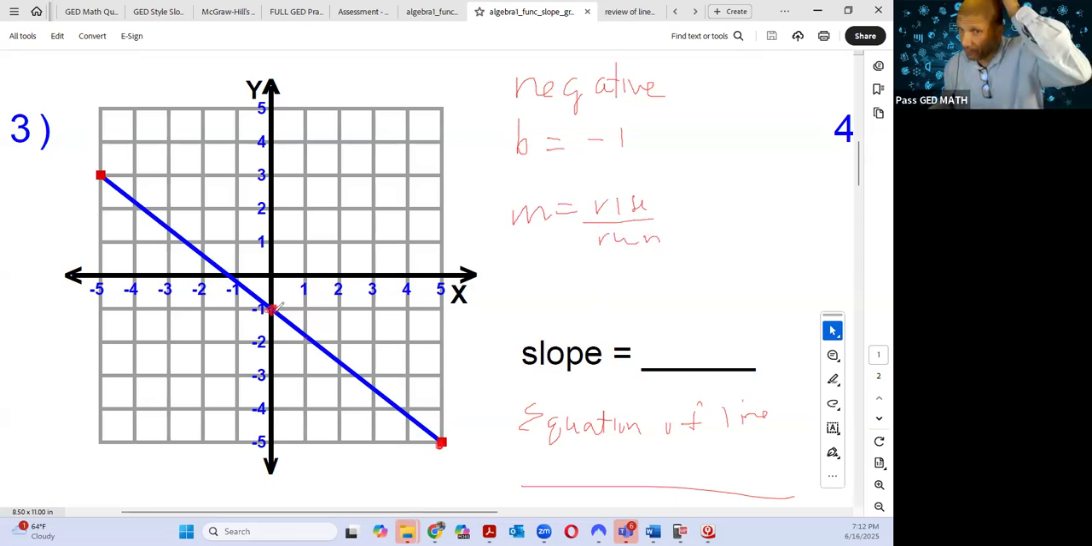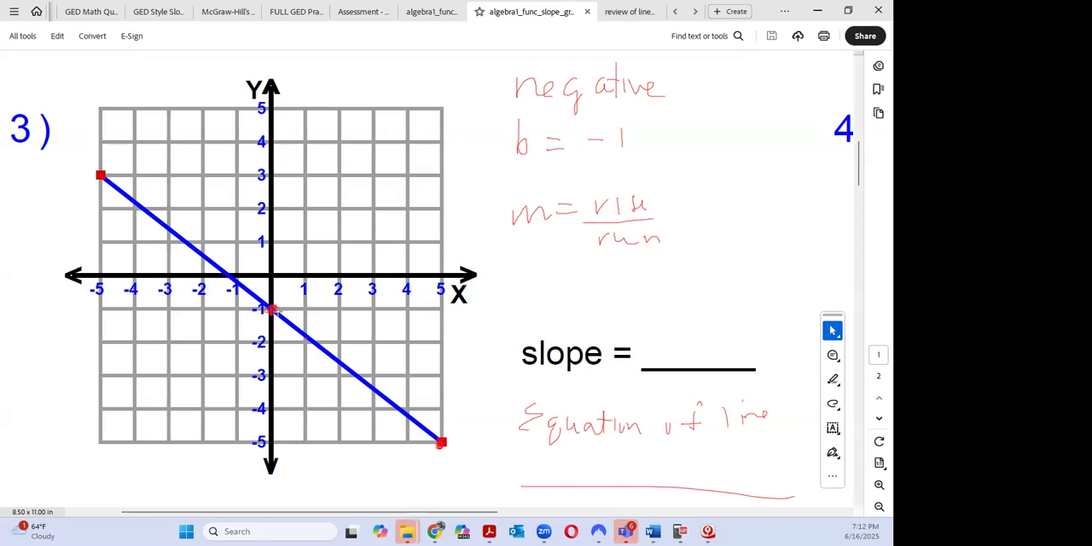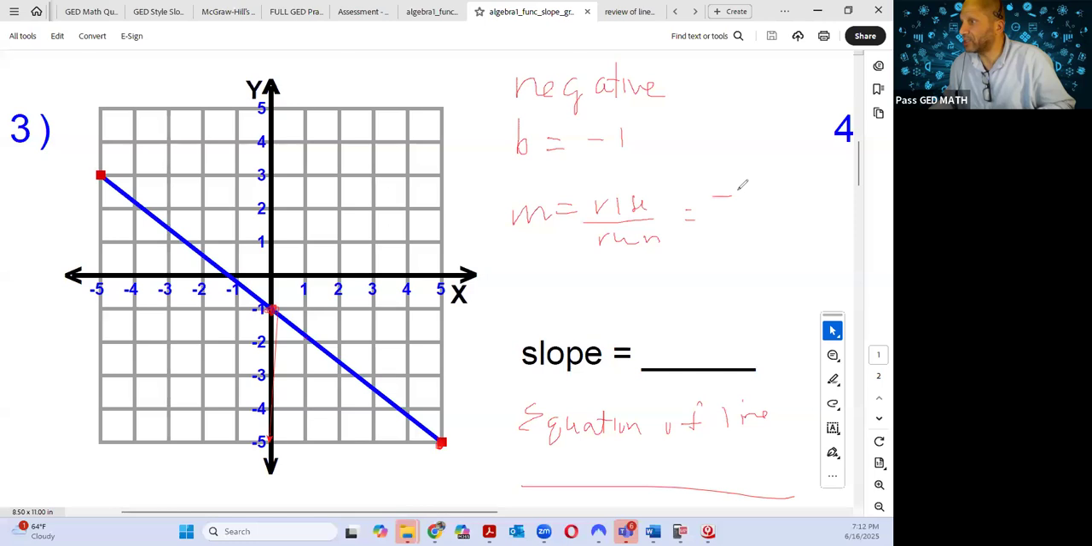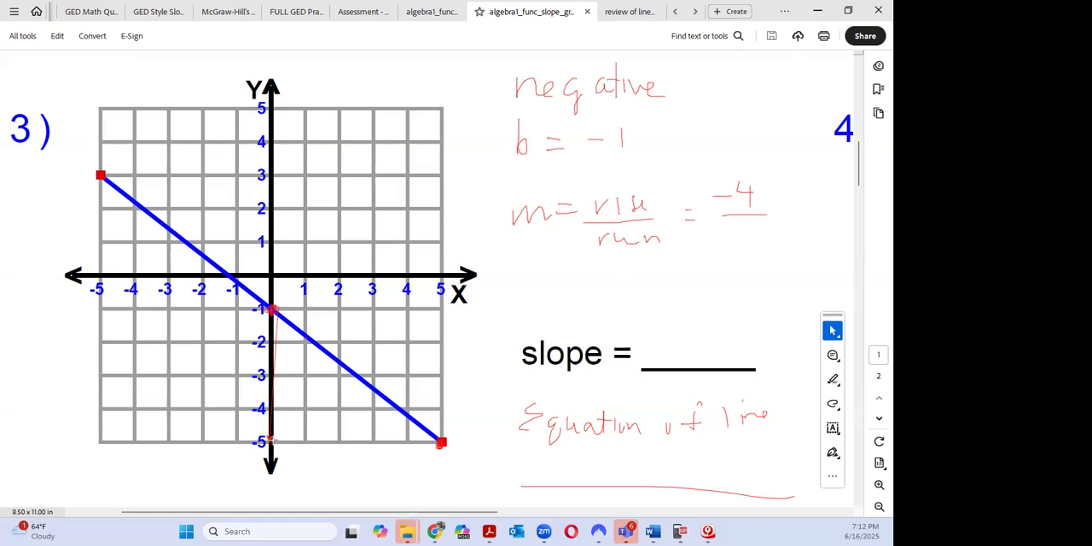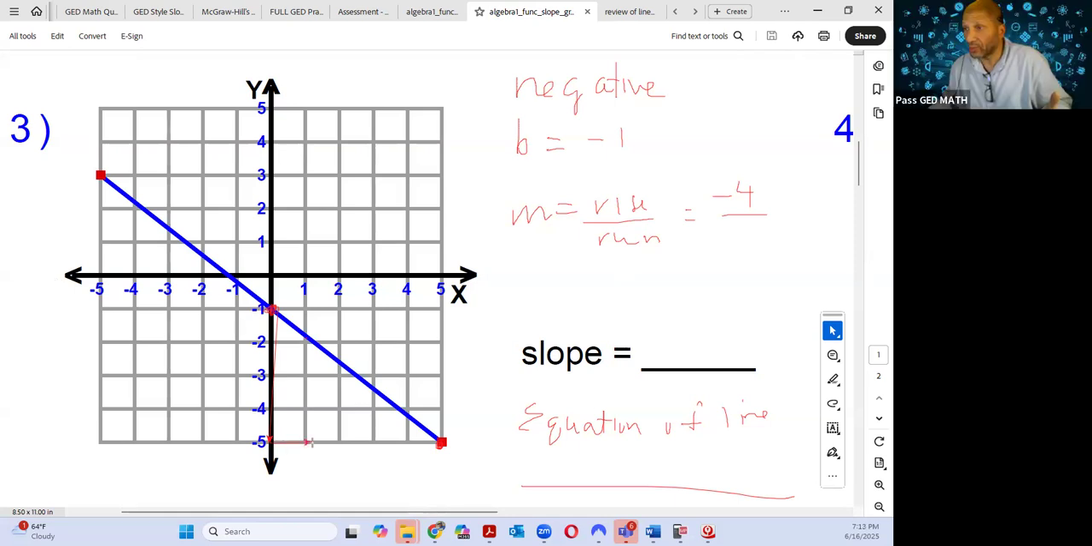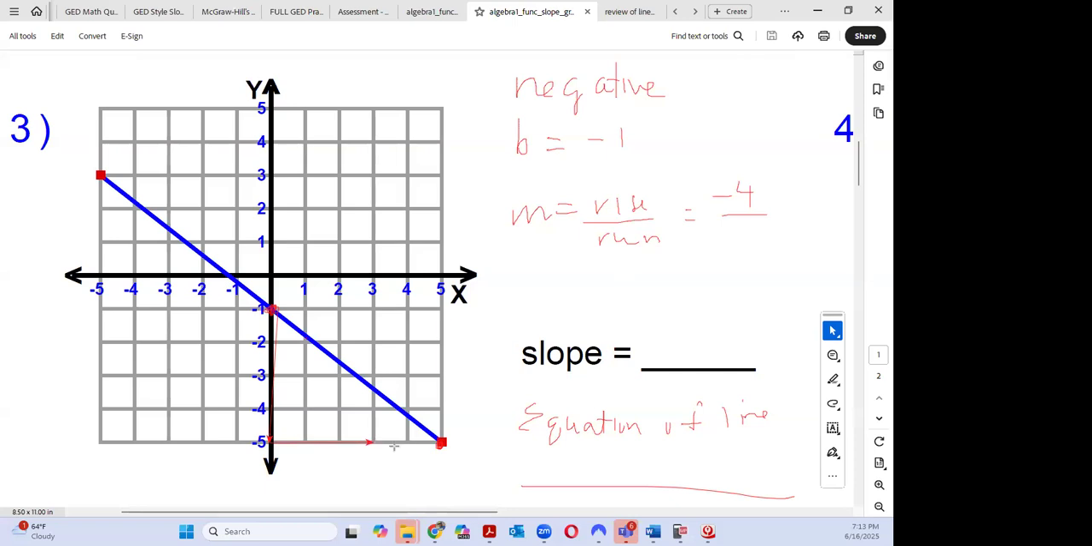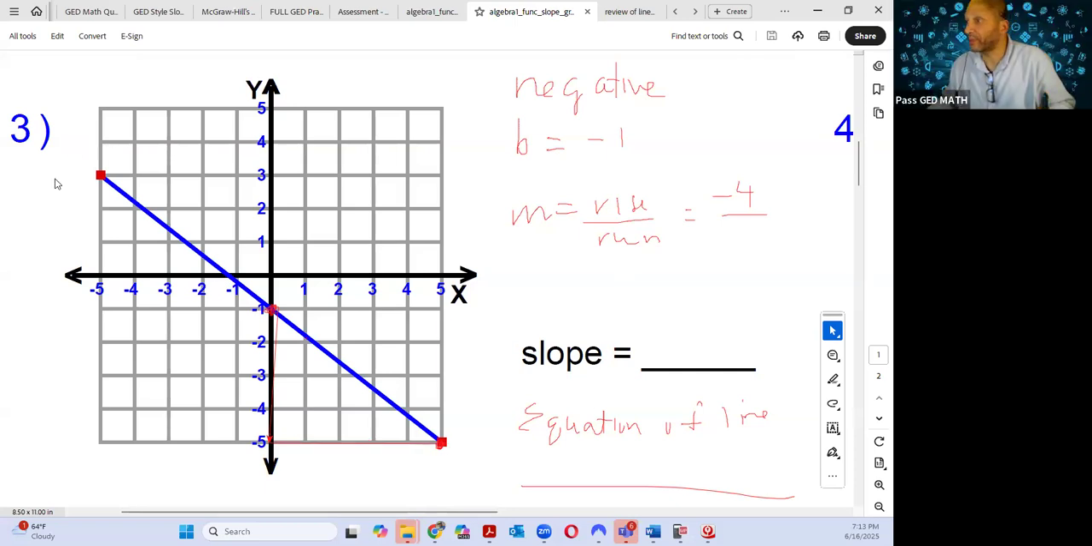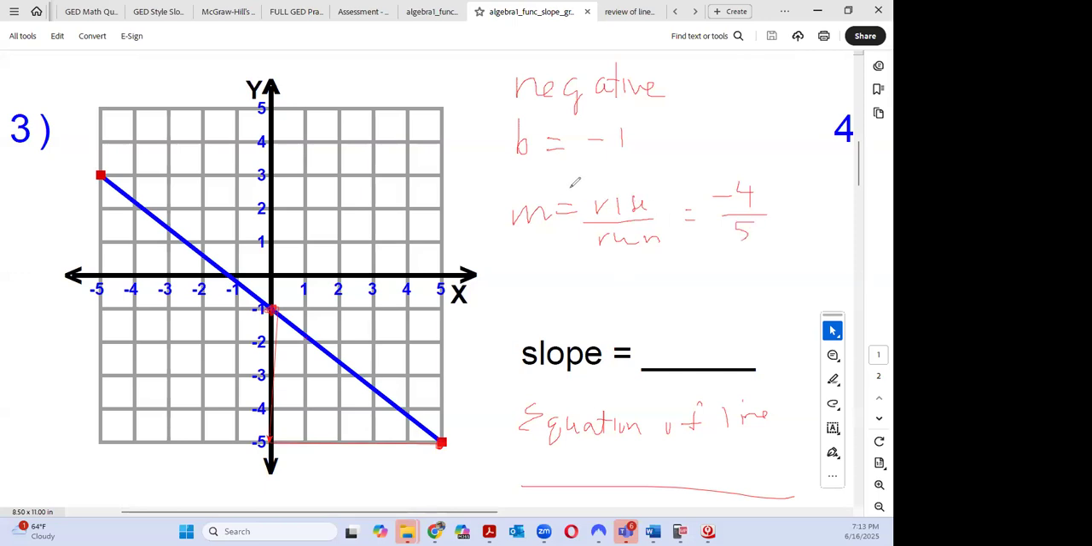To get to my second point, what direction am I going? I'm going down. Count with me. 1, 2, 3, 4. Because it's down 4, is it positive or negative? It's negative. So my rise is -4. Am I done? No. I now have to go over. Count with me. 1, 2, 3, 4, 5. My run is what? 5.